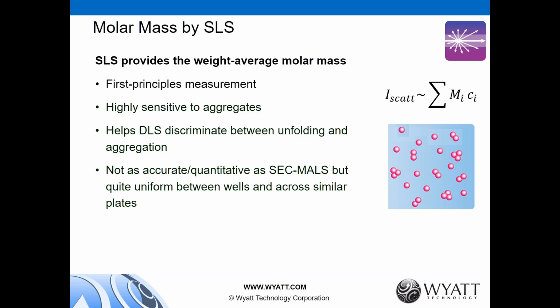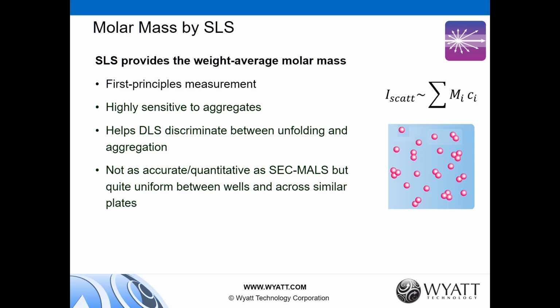The combination of static light scattering and dynamic light scattering will help discriminate between unfolding and aggregation. So we have a change in size that we see by DLS, but no change in molecular weight as determined by SLS. That indicates a pure unfolding phenomenon. On the other hand, if the molecular weight does increase, then we have a direct indication that there's not just unfolding, but also aggregation.